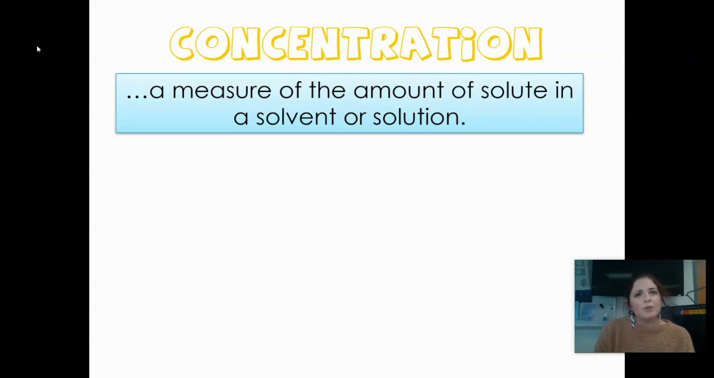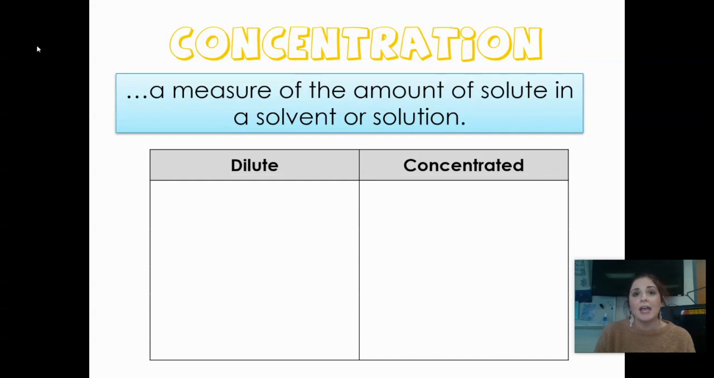It is 3% hydrogen peroxide. We don't always work with percents in chemistry, though. We tend to work with two other different units, which is what we are going to get into here today. But anyway, it's the measure of the amount of solute that's in a solvent or in a solution. And there's two ways that we can categorize solutions. They can either be very dilute or they could be relatively concentrated.